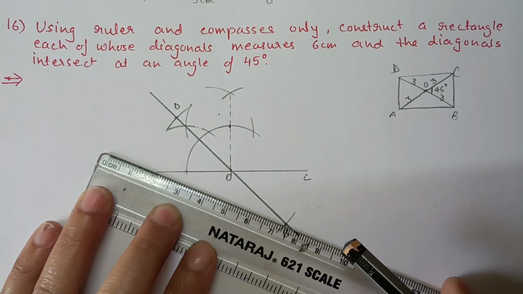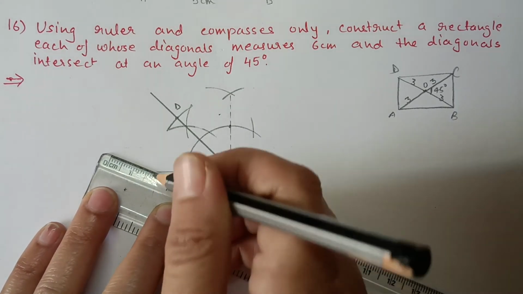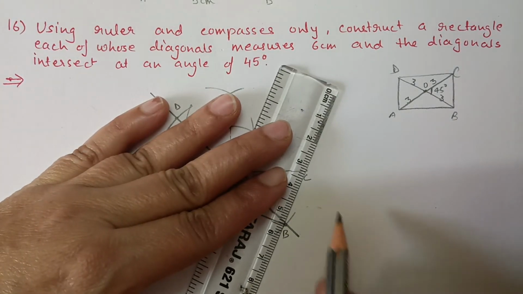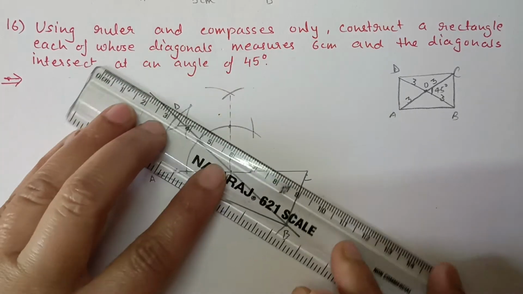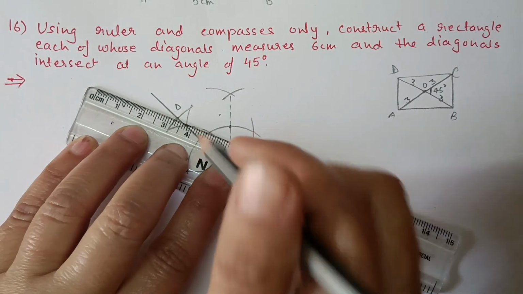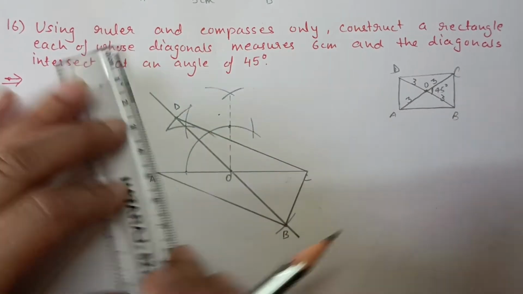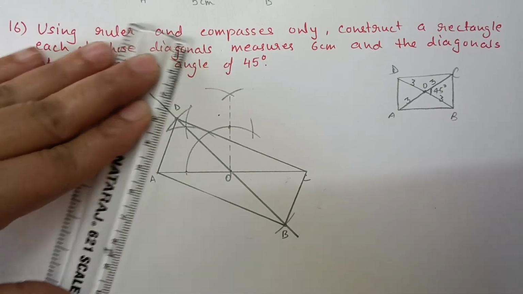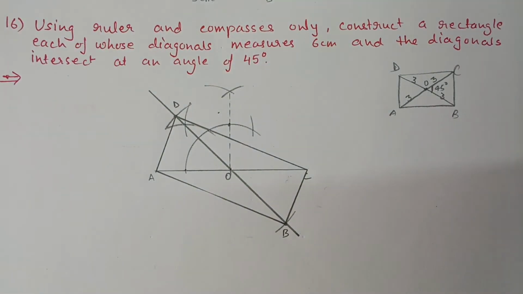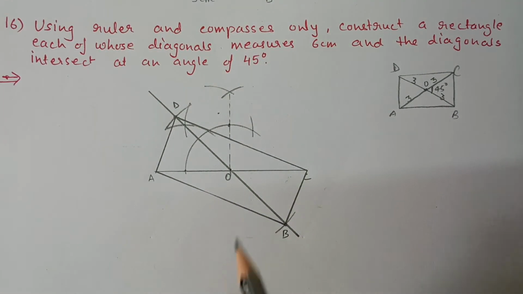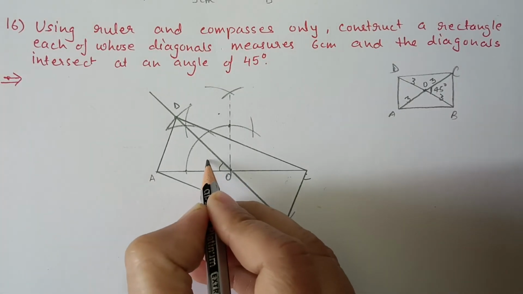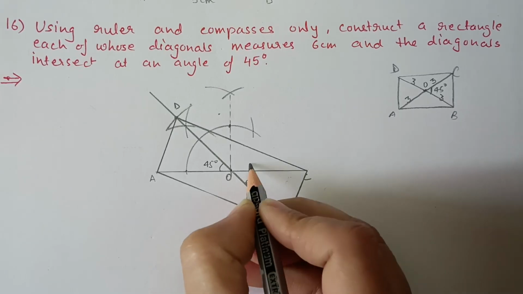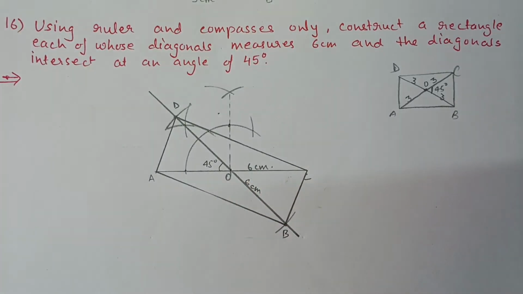We'll join A to B, then B to C, C to D and A to D. Write the measurements. This is 45 degree. This diagonal is 6 centimeter and this other diagonal is also 6 centimeter.